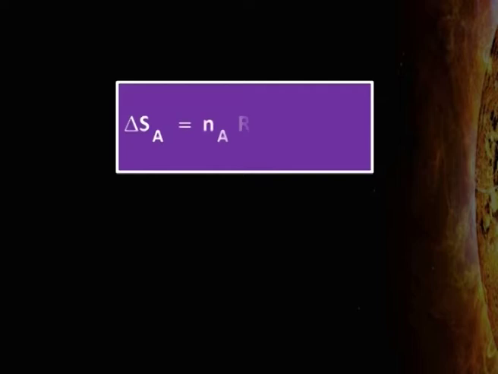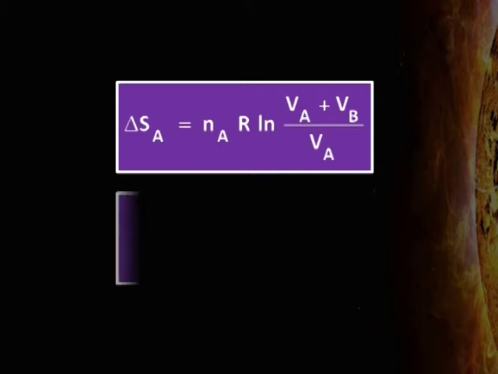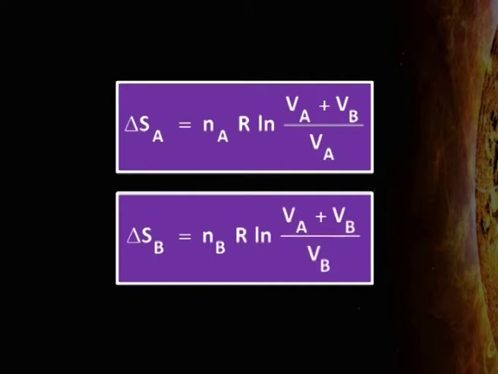Therefore, delta SA will be equal to Na R natural log (Va plus Vb) divided by Va, and delta Sb will be equal to Nb R natural log (Va plus Vb) divided by Vb. Here delta SA is the increase in entropy during expansion of gas A and delta SB is the increase in entropy during the expansion of gas B. Na is the number of moles of gas A and Nb is the number of moles of gas B.